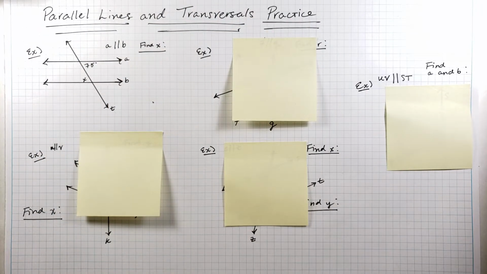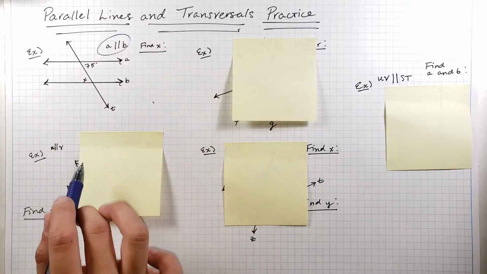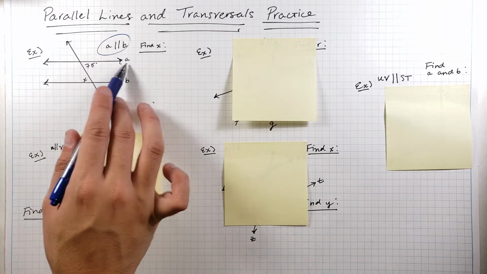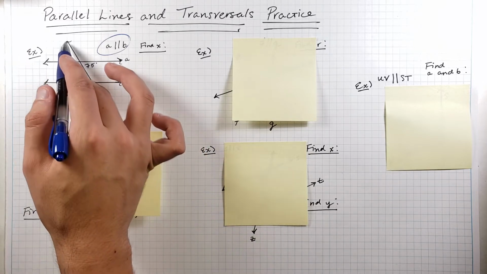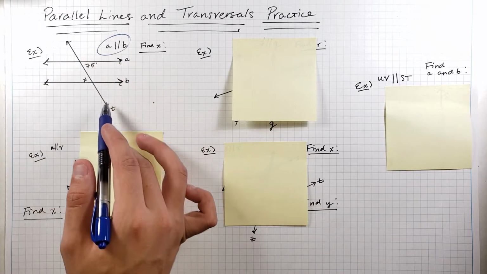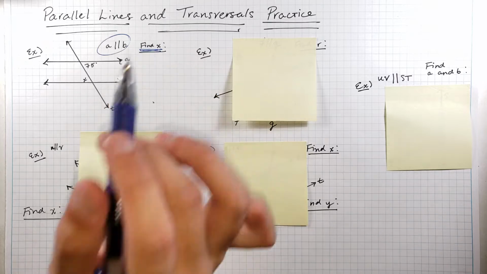So here they're telling us some important information to start off with. They're telling us A is parallel to B. That's important. All right, so line A here is parallel to line B. And as you can see, we have this transversal coming through. And the question is asking us to find X.